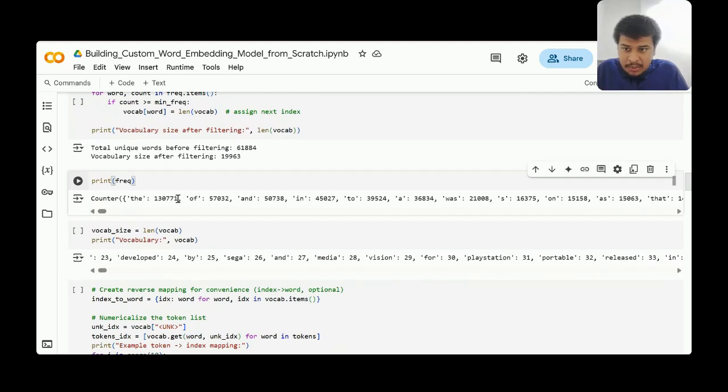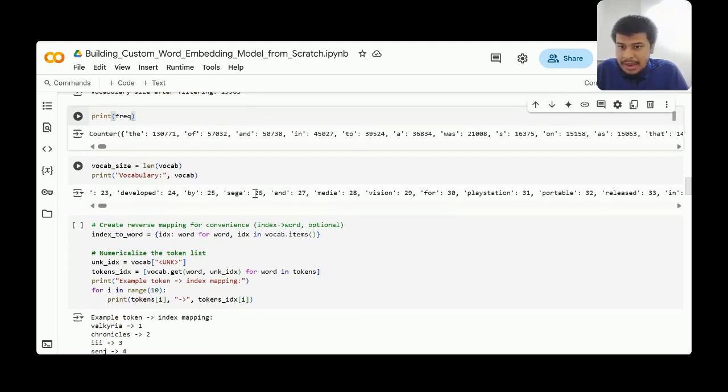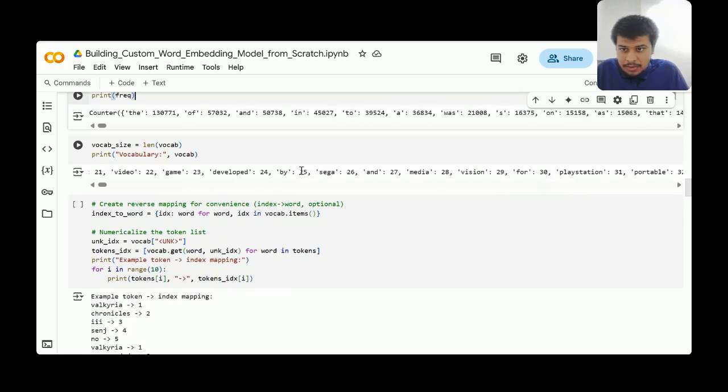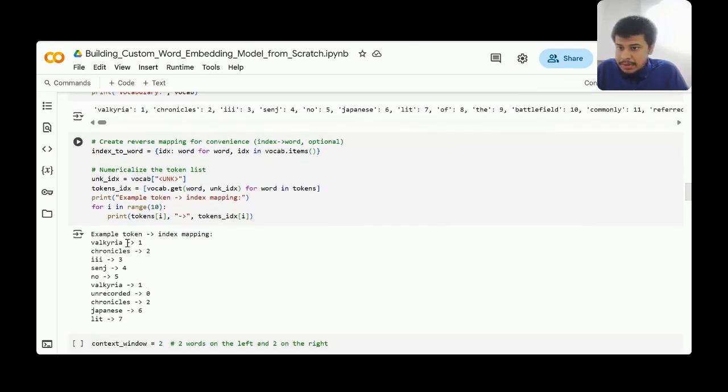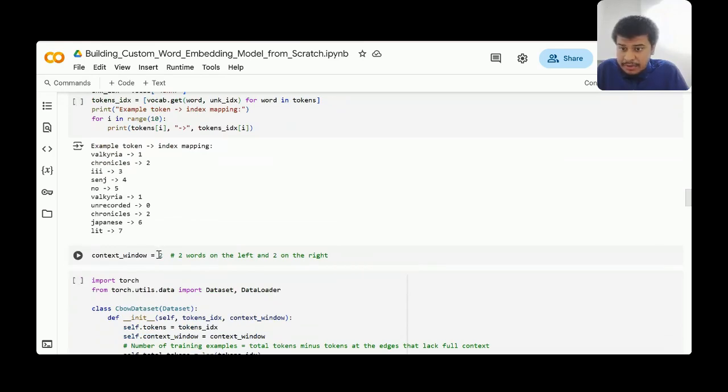If you print the frequency, you can see the frequency of each and every word here, frequency meaning the number of times a particular word has occurred. The most frequent word here is "the". Okay, fine. Now we have the proper vocabulary, and it is all indexed with unique numbers, IDs. Now we have the index done, and we have set the context window to 2. Like we have seen in the architecture, our context window would be 2, meaning the total context window length would be 5.